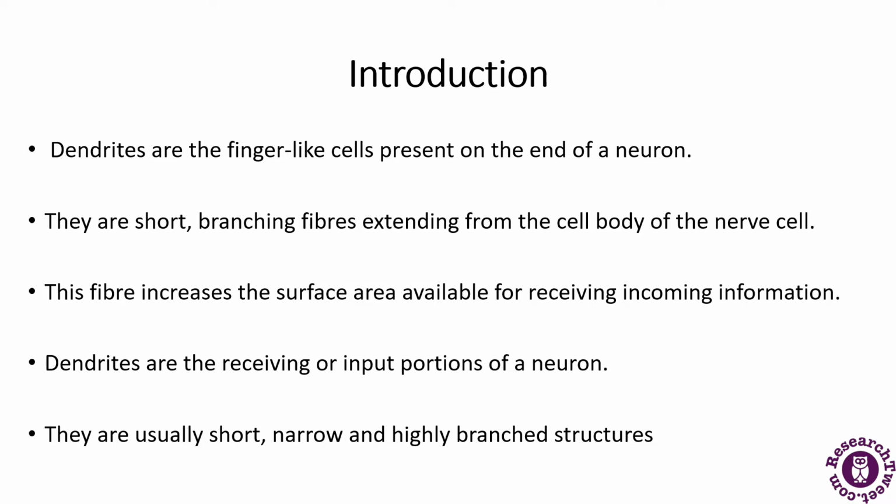They are usually short, narrow, and highly branched structures. In neurons, these dendrites resemble the shape of a tree or the branches of a tree extending from the cell body to the nerve cell. The cytoplasm of dendrites contains Nissl bodies, mitochondria, and other organelles. Dendrites provide an increased surface area for the reception of stimuli from the external world and from other neurons, and the dendrite is the shortest fiber which stretches out from the cell body of a neuron.